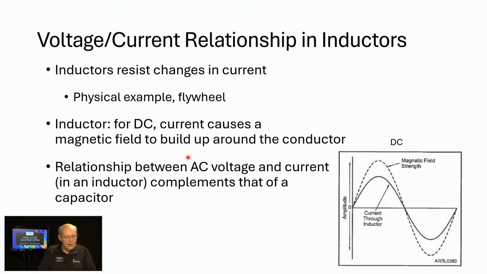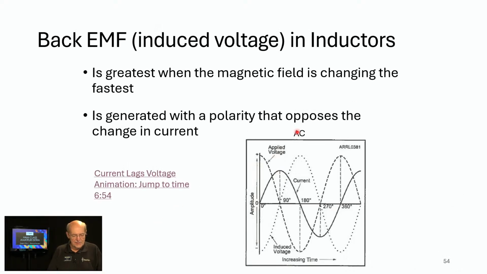So for DC, current causes a magnetic field to build up around the conductor, and then if the DC diminishes or goes away, it'll dump some of that magnetic field into the circuit. So the relationship between an inductor and capacitor are complementary. The back EMF, or induced voltage, and here we have a similar diagram, except in this case the relationship is just backwards compared to the ELI versus ICE.